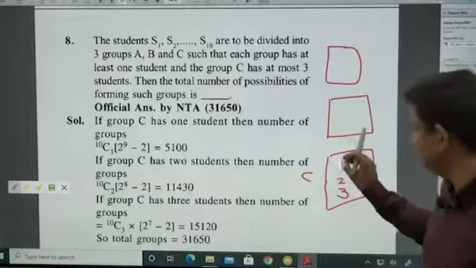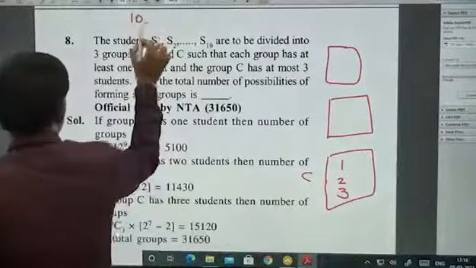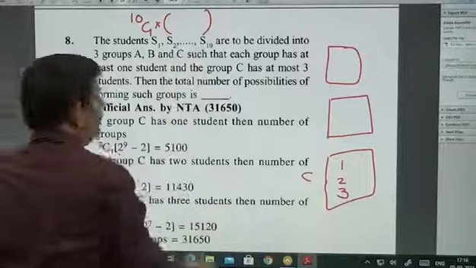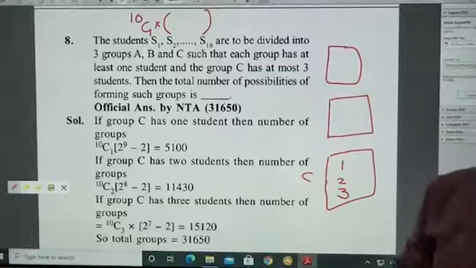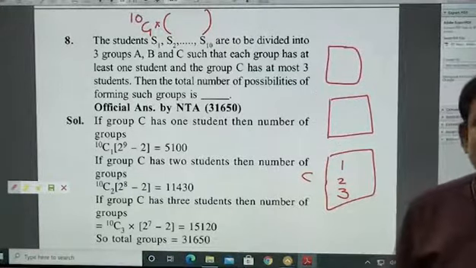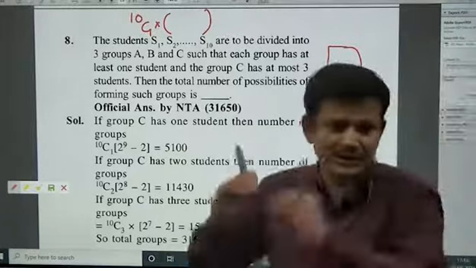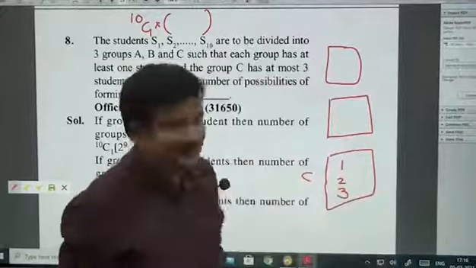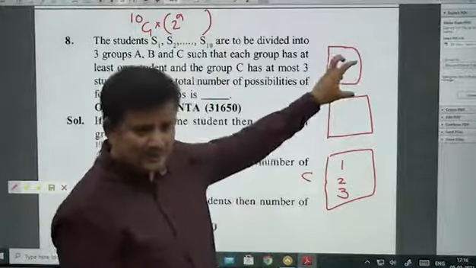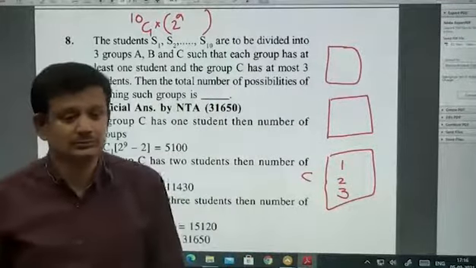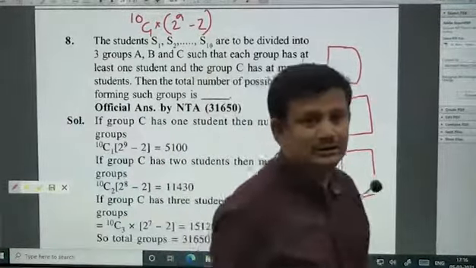Now give C only 1 child. Decide who that is and give C that child. 10C1 ways you can decide the child, into. Now what you have to do? Remaining 9 children distribute between A and B. Normally how can you do it? 2 power 9 ways. Each child will either choose A or B. So 2 power 9 ways. But this will also have a case where everybody is going to A or everybody is going to B. So those 2 cases I have to remove, -2. That is what we do.